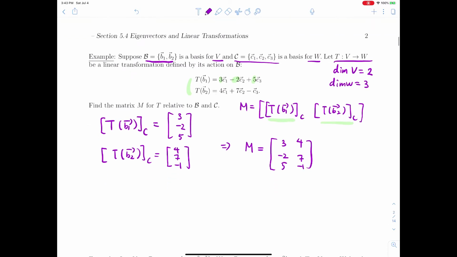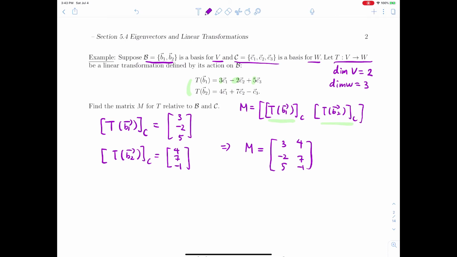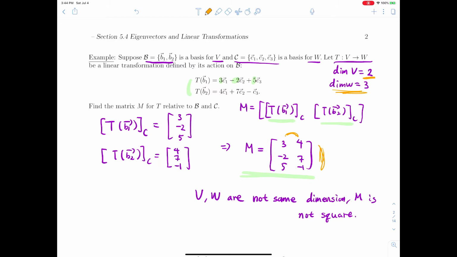In this case, V and W do not have the same dimension, so our matrix M is not a square matrix. The number of columns corresponds to the dimension of the domain, and the number of rows corresponds to the dimension of the range.